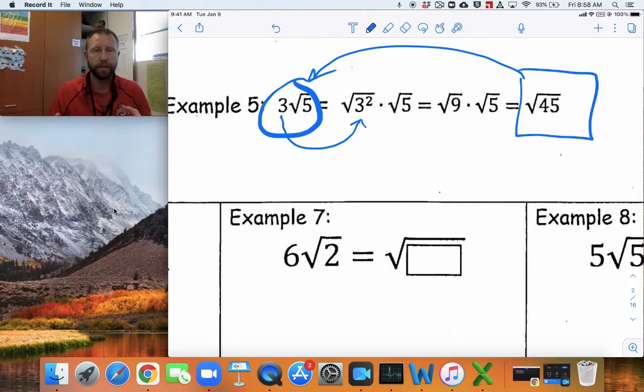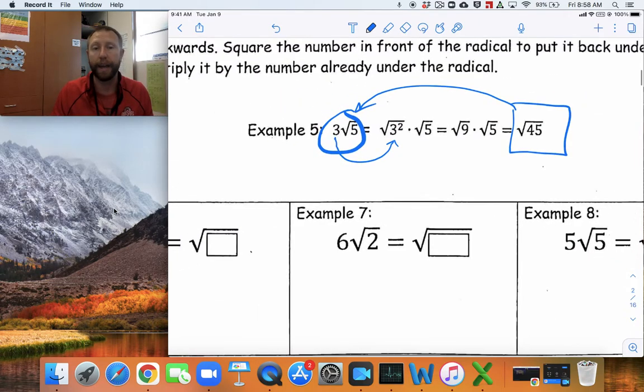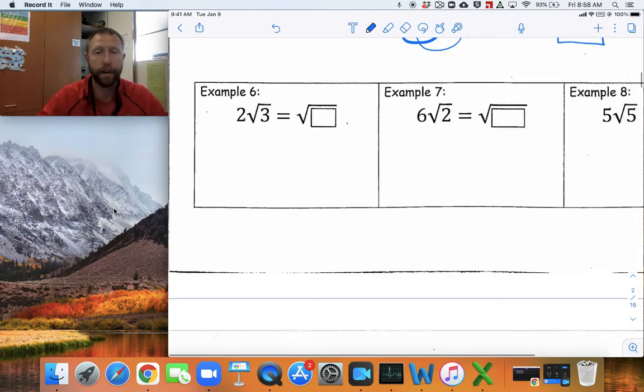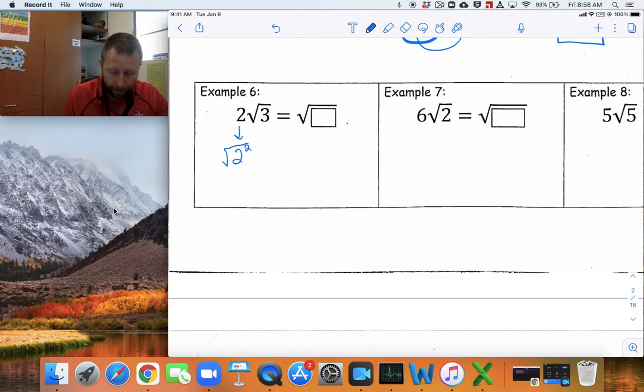Well, what if we know the answer? What was the original problem? What kind of irrational number were we looking at to begin with? So here, we'll just follow those steps. The number that's out in front of the radical, we'll square it to put it back under the radical. We'll bring down the number that's already in the radical. Well, 2 squared is 4, so really this is radical 4 times radical 3, and 4 times 3 is 12, so I can put those both together under the same radical.